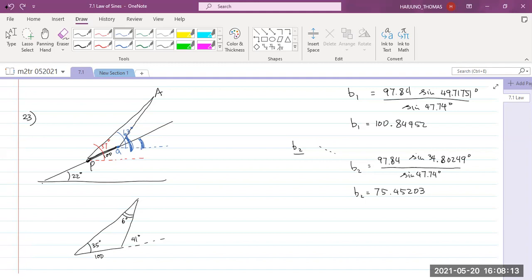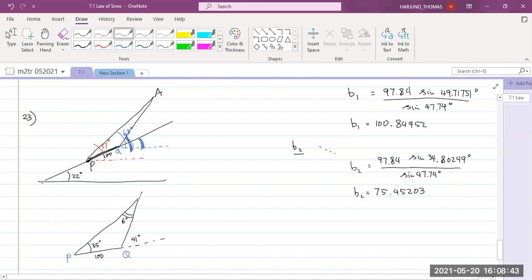There are two ways to do that. The first way is this. If this is 41 degrees, then this is 139 degrees, right? And then you see, 35 degrees plus 139 degrees plus what gives me 180 degrees. That's one way. That's actually a long way.